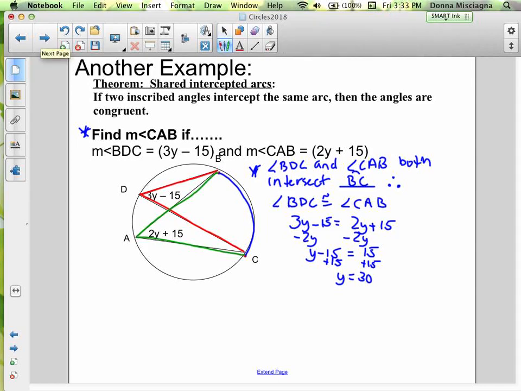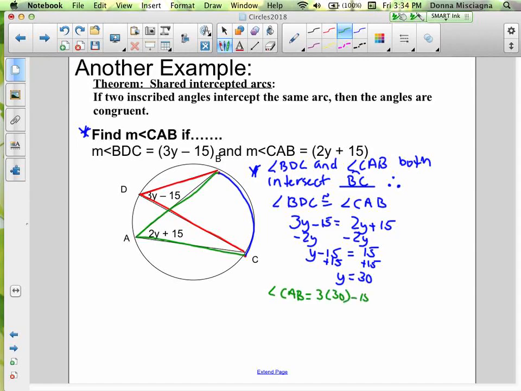Let's find the measure of the angles. So angle CAB is 3 times 30 minus 15. That would be 90 minus 15, which is 75 degrees. Let's just check and make sure that angle BDC is the same amount.